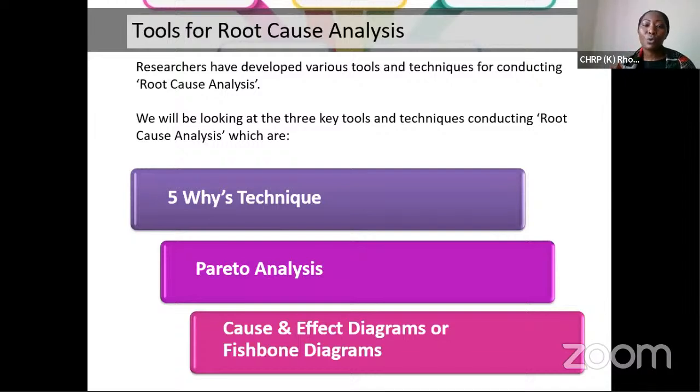Then again, we are going to look in depth at the Pareto analysis. And finally, since you told me you talked about the fishbone diagram, or what we call the cause-effect diagram, we'll just look at a few slides and probably an example of how you come up with it.